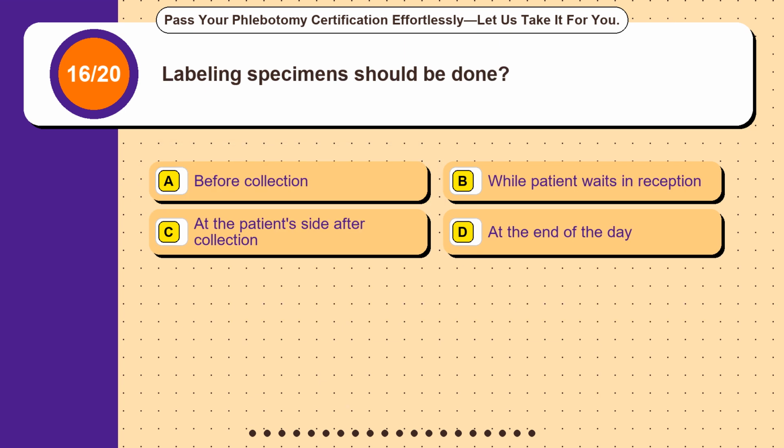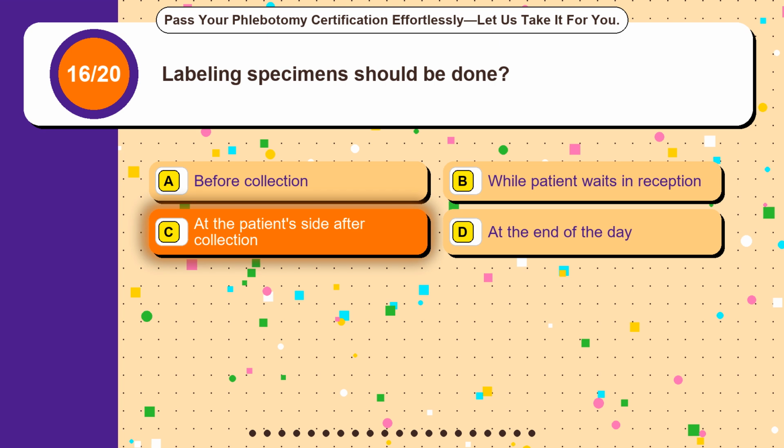Question 16. Labeling specimens should be done: option A, before collection. Option B, while patient waits in reception. Option C, at the patient's side after collection. Option D, at the end of the day. The correct answer is option C, at the patient's side after collection.